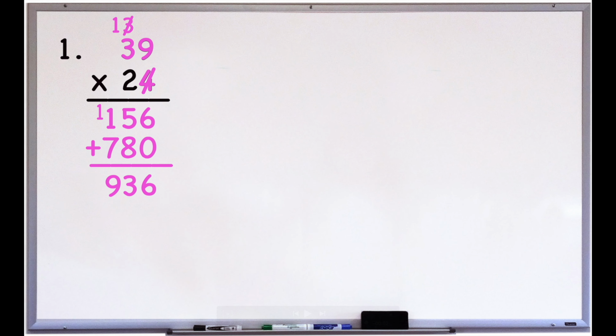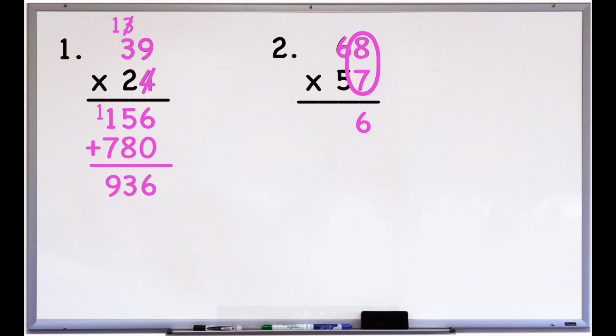So on to number 2, where we have 68 times 57. So let's line our problem up, and now we're ready to solve. So we need to do 7 times 68 and 50 times 68. 7 times 8 is 56, carry our 5. 7 times 6 is 42 plus 5 is 47, so we get 476. We are done with this 5 here, and we are done with this 7.